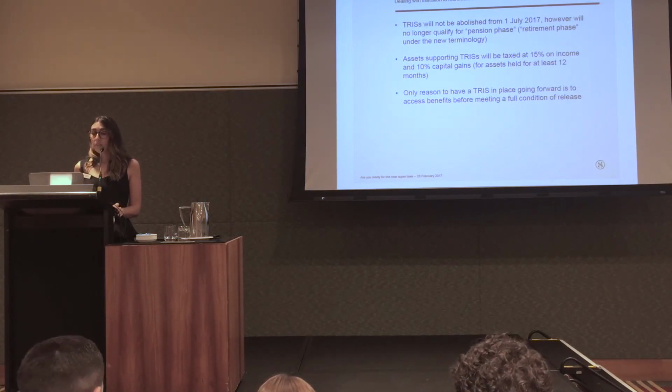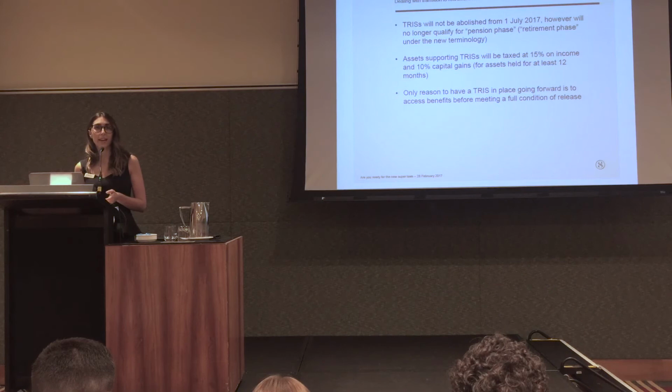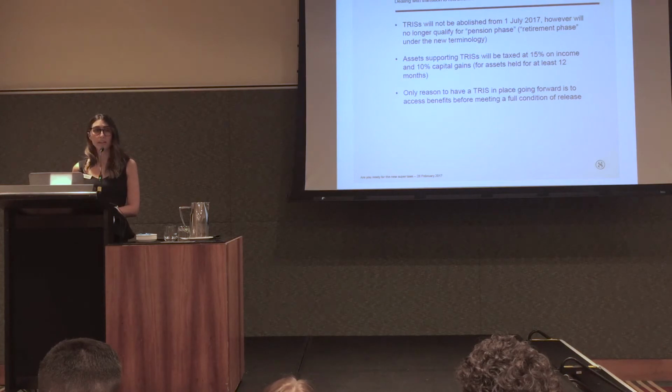Transition to retirement income streams won't be abolished as of 1 July 2017. However, they no longer qualify for pension phase. This means that any assets that are supporting TRISs as at 1 July will be taxed at 15% on income and 10% on capital gains for those assets that are held for at least 12 months. Therefore, the only reason a member would have a TRIS in place going forward is so they can access benefits before meeting a full condition of release.